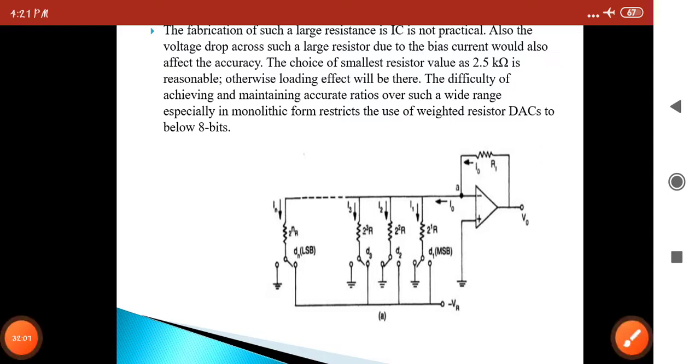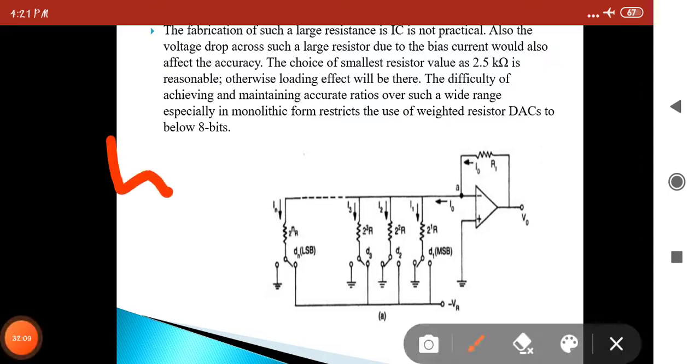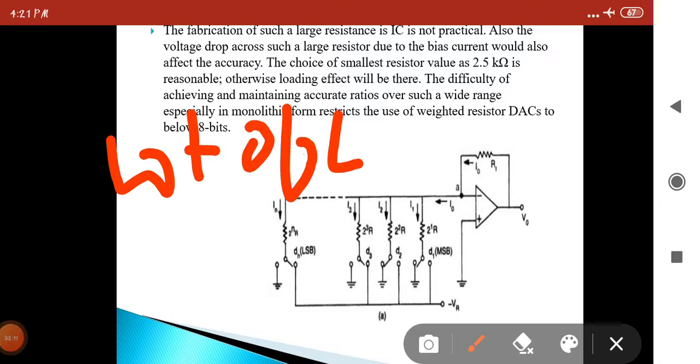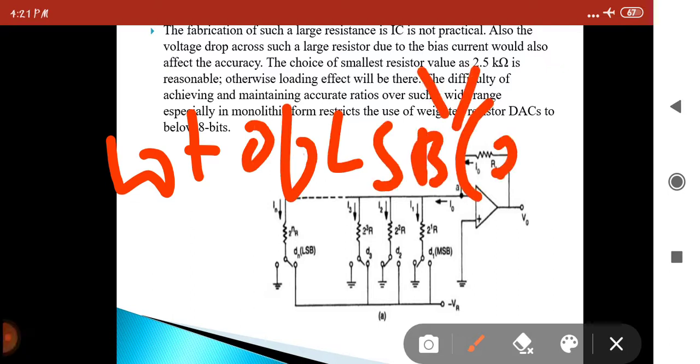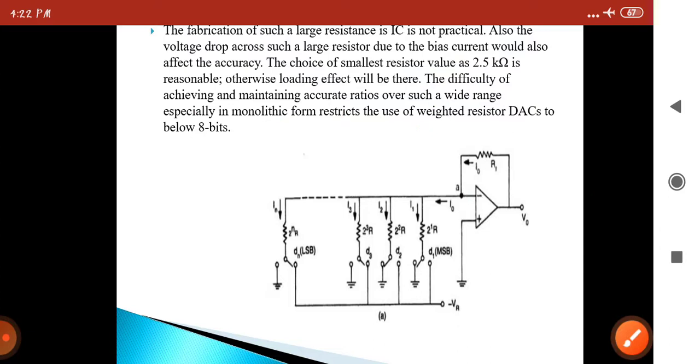The weight of the LSB is 1 divided by 2 raised to n minus 1, where n is the number of inputs. Yes, this is the way to weight the resistors.